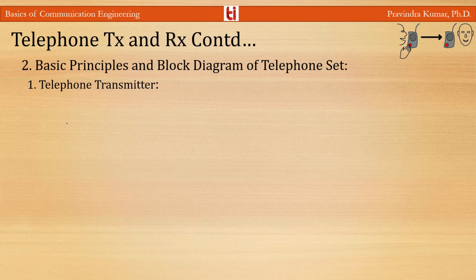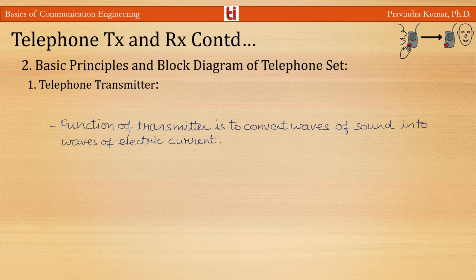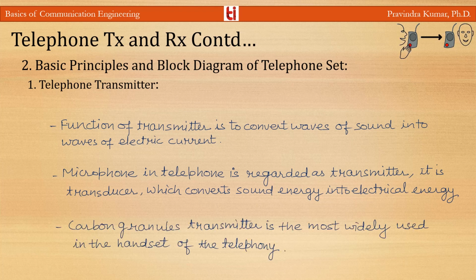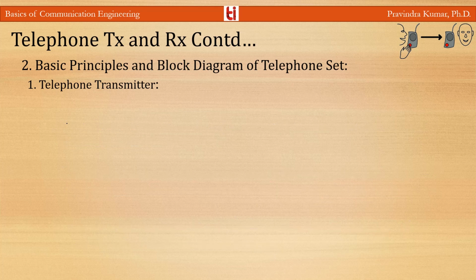The function of the transmitter is to convert waves of sound into waves of electrical current. The microphone in the telephone is regarded as the transmitter. It is a transducer which converts sound energy into electrical energy. There are different types of transmitter, but the carbon granules transmitter is the most widely used in the handset of the telephony, and we will discuss only the carbon granules transmitter.